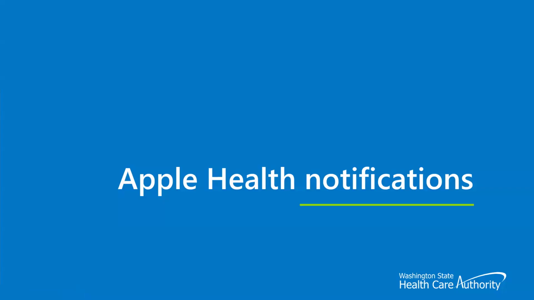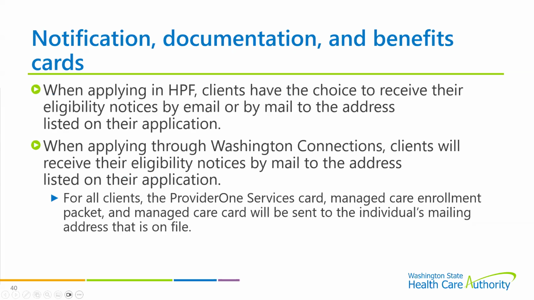Finally, let's review Apple Health notifications, documentation, and benefit cards. Next slide, please. When applying in Health Plan Finder, clients have a choice to receive their eligibility notices by email or via mail to the address listed on their application. When applying through Washington Connections, clients will receive their eligibility notices by mail only.